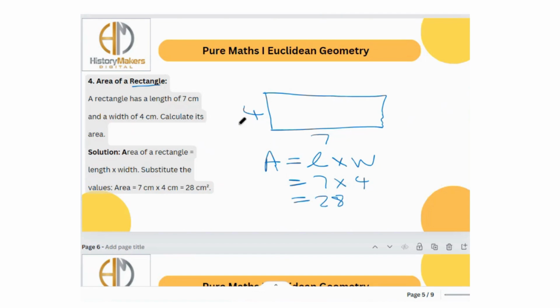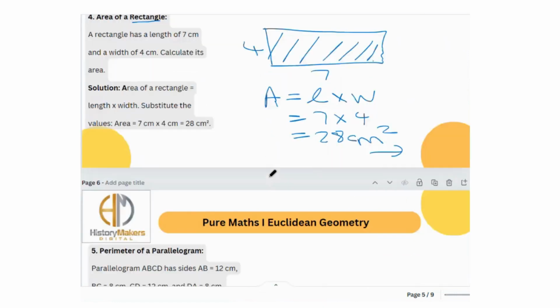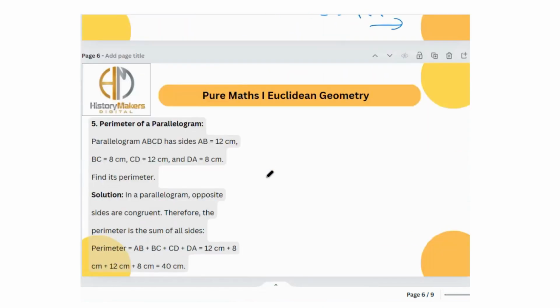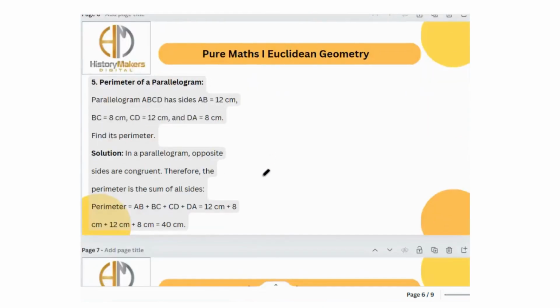Now in terms of units, always remember that now that you're working in centimeters, it's going to be centimeters squared. That's to indicate that this is an area. So this particular area that is shaded here is 28 centimeters squared. Now let's move on to the next question, which talks about perimeter of a parallelogram.